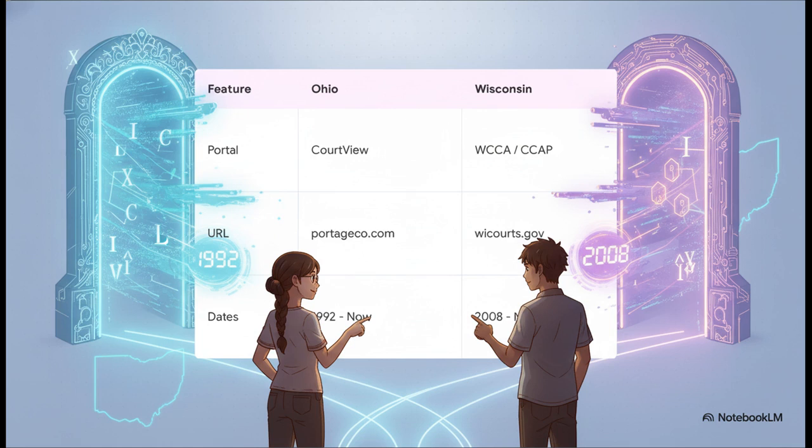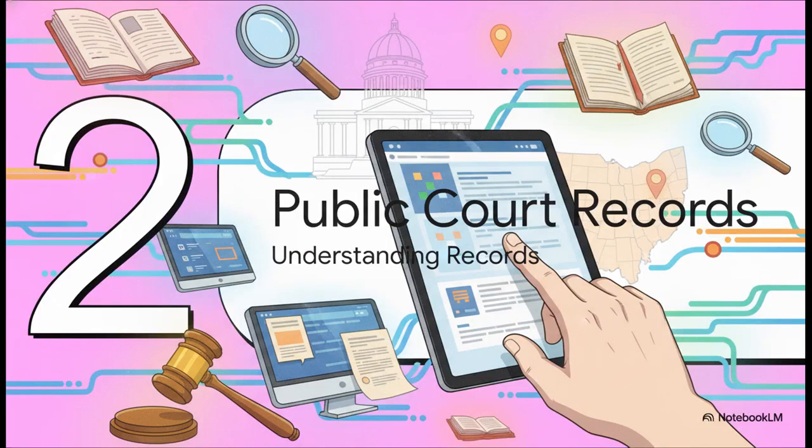Now, on the flip side, Wisconsin uses a statewide system called WCCA, or sometimes CCAP. You'll find that one at wcca.witcourts.gov. Their full online portal integration generally covers records from about 2008 to the present. So figuring out which of these 2 camps you fall into is absolutely your critical first step. Moving right along to part 2, understanding public court records.